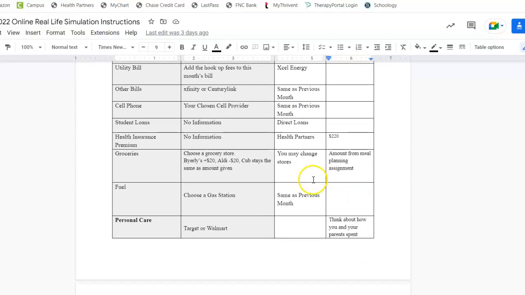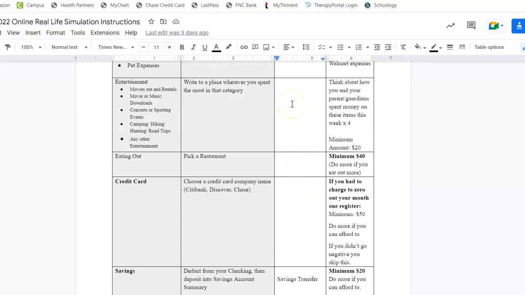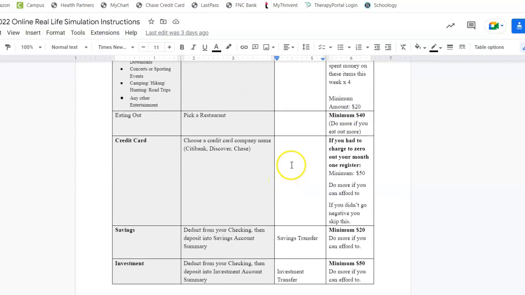The checks to write, you're just going to leave the same as previous, or like groceries, you can change where you're getting them. Personal care, you could change. Entertainment, again, you can change. Eating out is a little bit more.